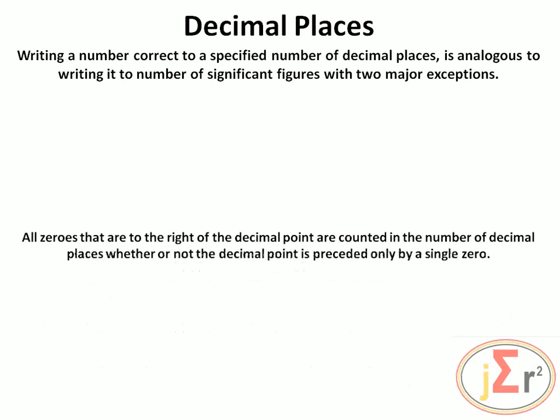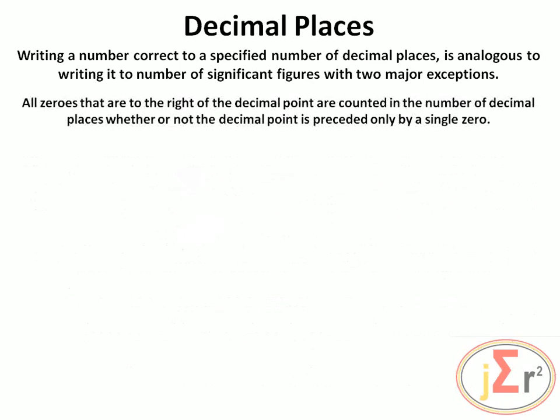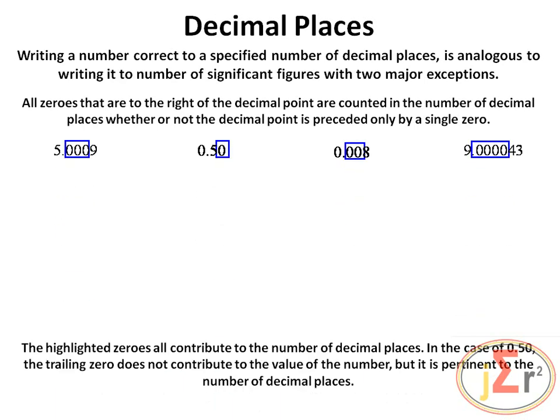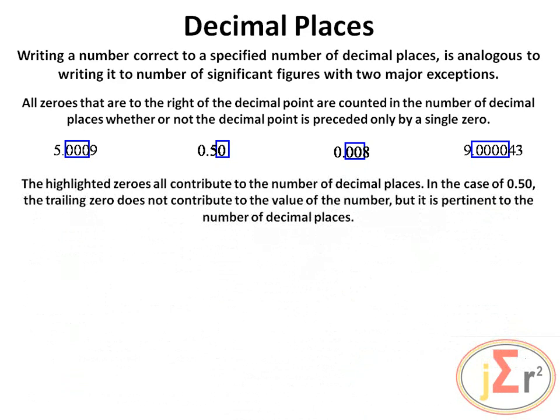Let's look at them. All zeros that are to the right of the decimal point are counted in the number of decimal places, whether or not the decimal point is preceded only by a single zero. The highlighted zeros all contribute to the number of decimal places. In the case of 0.50, the trailing zero does not contribute to the value of the number, but it is pertinent to the number of decimal places. So all of those digits that we have there contribute to the number of decimal places.